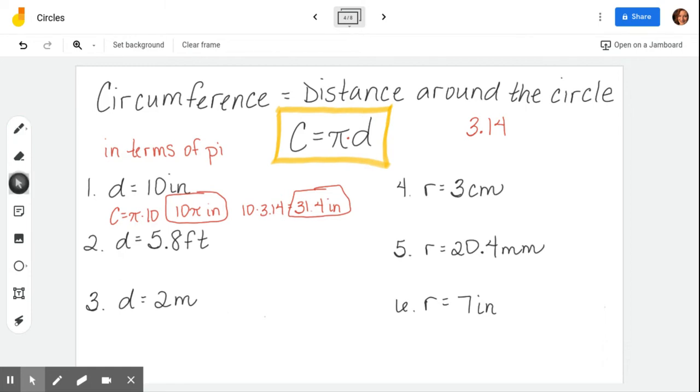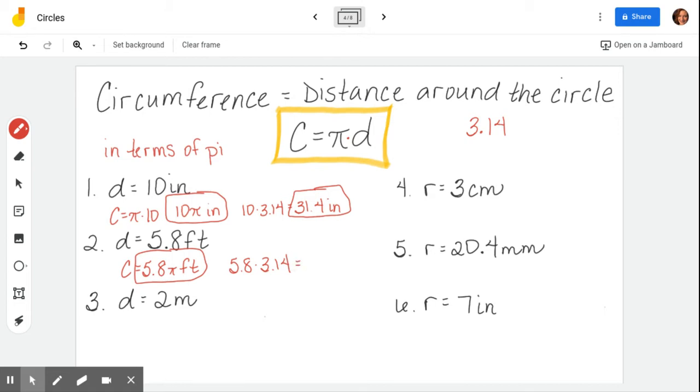Number 2, I already know the diameter. C equals pi d, circumference equals pi times diameter. So I'm going to take 5.8 times pi. If you want to leave it in terms of pi, write it just like that, 5.8 pi feet. If you're asked to use 3.14, then we're going to take 5.8 times 3.14.